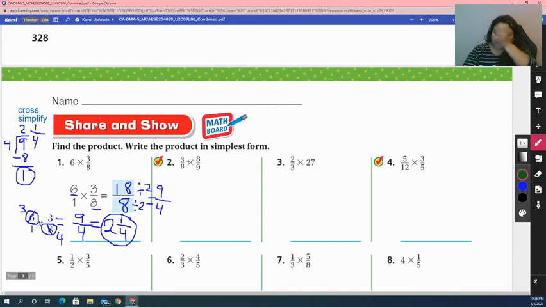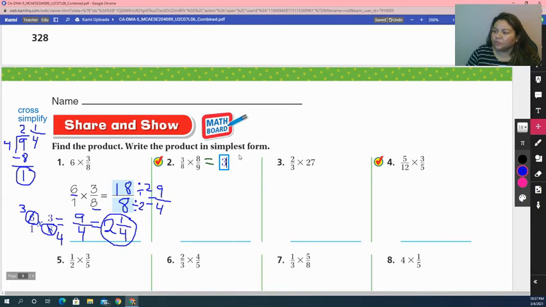Okay, so here we have 3/8 times 8/9. I'm going to write here what it would be if I just cross multiply, if I multiply numerator times numerator and denominator times denominator. Then I'm going to show you what it would be if I cross simplify before I multiply.